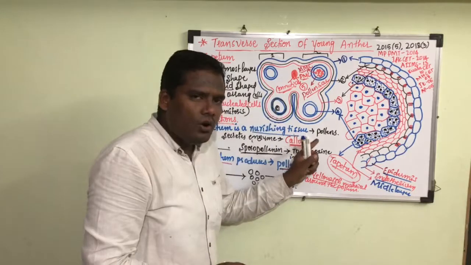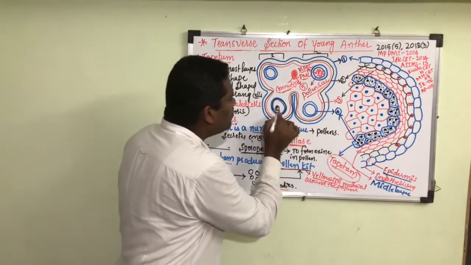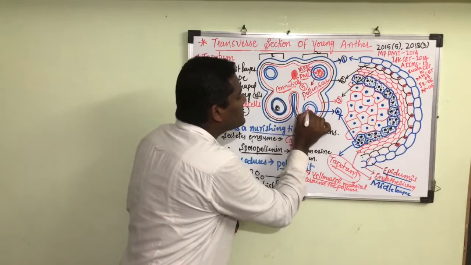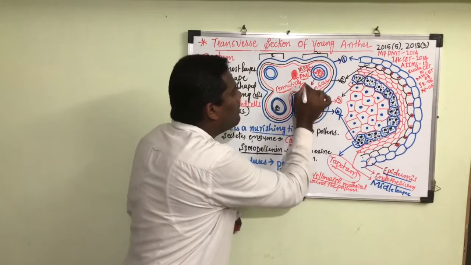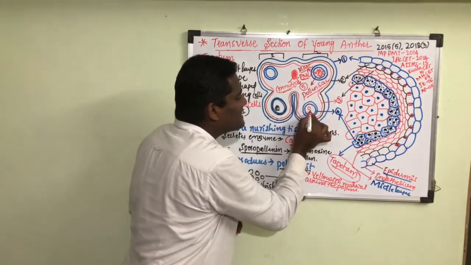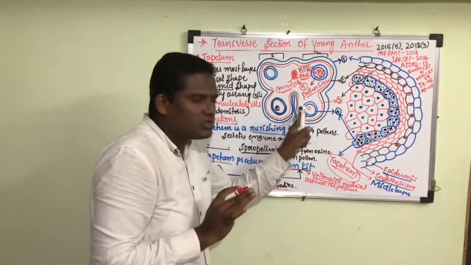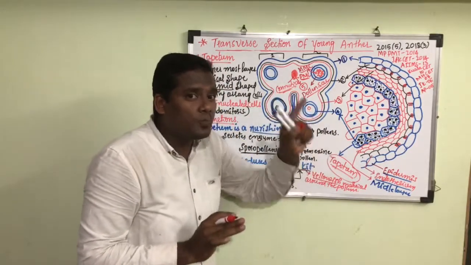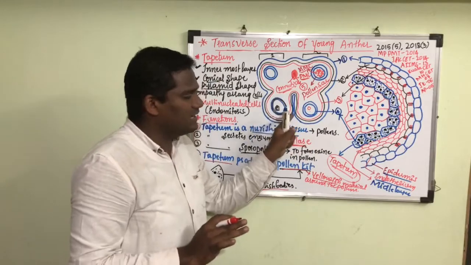In our next video, we will discuss how the pollen grains are produced from the pollen mother cell inside the pollen sac. That process is called microsporogenesis, that we will discuss in our next video.